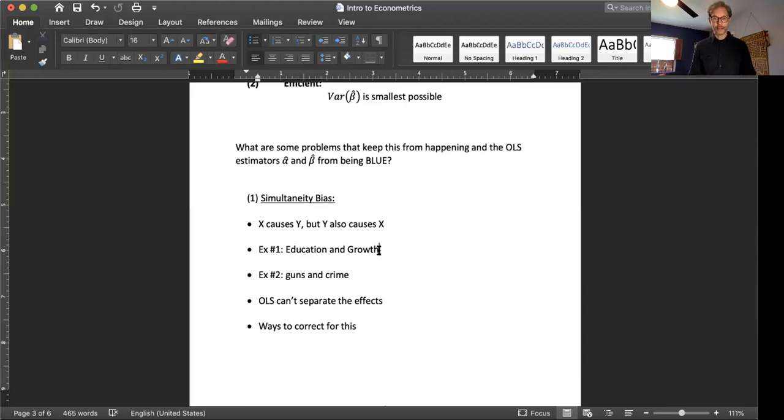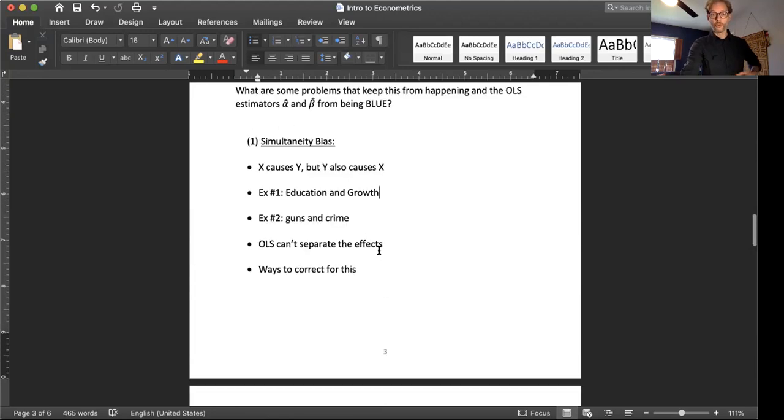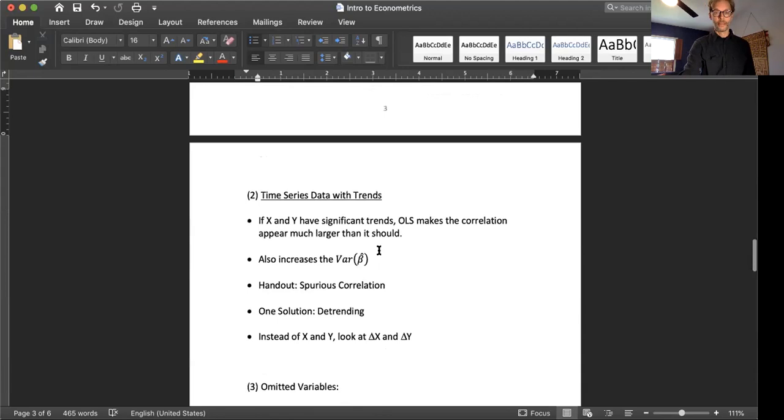But I'll just say that you should be aware of simultaneity bias. If you see it, you need to make sure that you are at least aware that this could be impacting your results. And if you're actually doing research, you have to figure out ways that you can control for this, but that would be a higher level than what I'm expecting you to do on your homework. In your homework, I would expect you to be able to recognize simultaneity bias, but I'm not going to ask you to do anything about it.